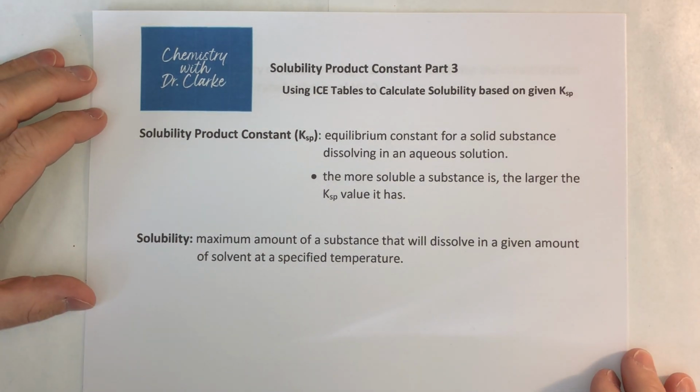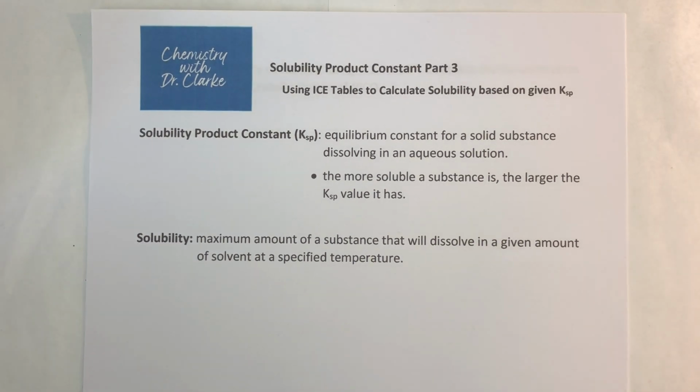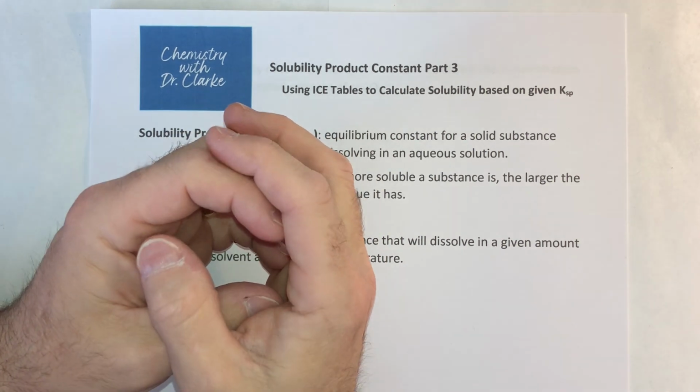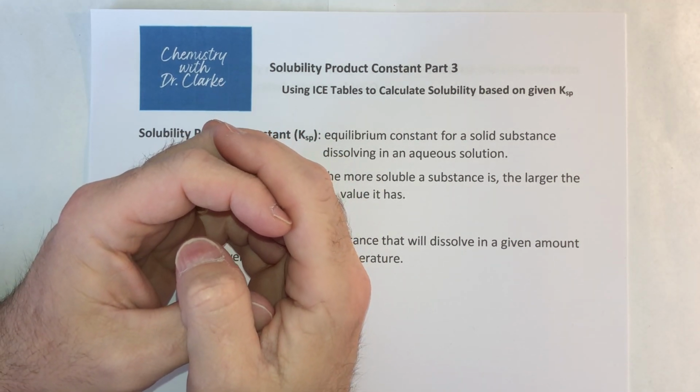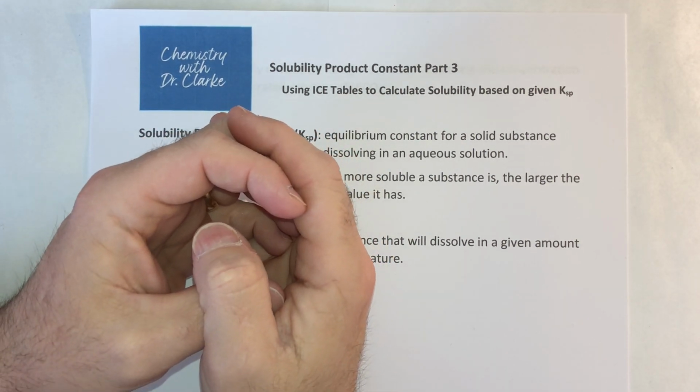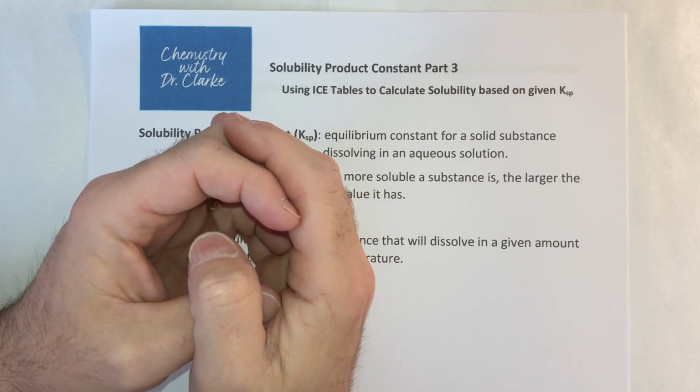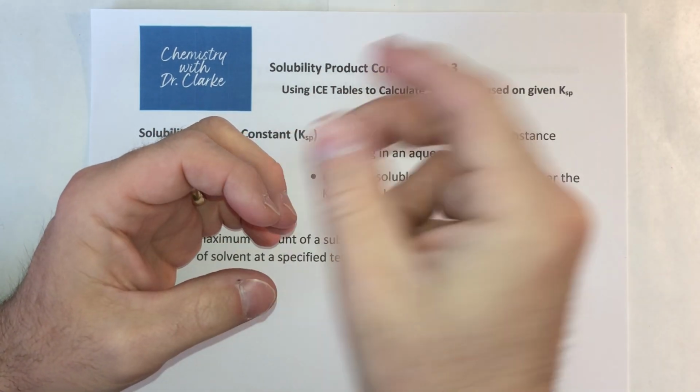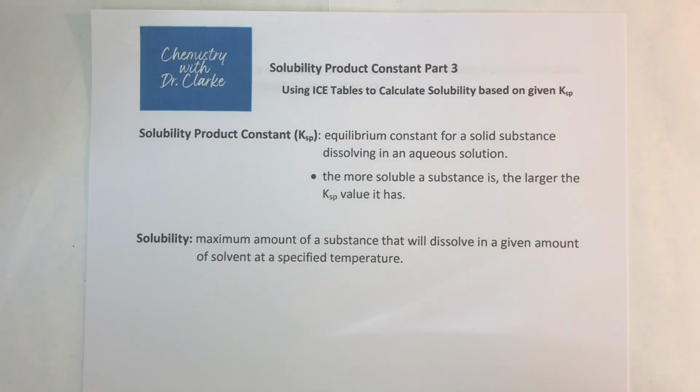This is part 3 of a 3-part series on the solubility product constant. In this series of videos, we talked about if you have a low solubility compound. So you have some sort of substance that doesn't like to dissolve in water. When you put it in water, it does break up a little, but it breaks up very, very little. A tiny bit of it will dissolve, but not very much.